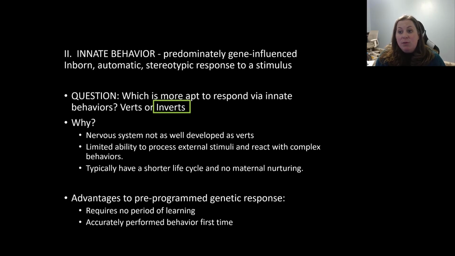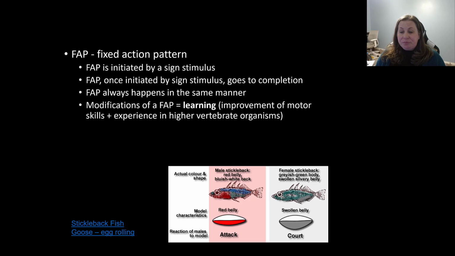So I'm going to give you a few examples of innate behaviors. So the first ones are known as FAPs, which are fixed action patterns. These guys are initiated by a sign stimulus. So something triggers them to respond, okay? Once that FAP is initiated by that sign, they have to complete the whole task. Now, the reason they have to complete the whole task is because that behavior is stereotypical and it has to be completed. It's kind of like the animal has OCD. If they start it, they have to finish it.